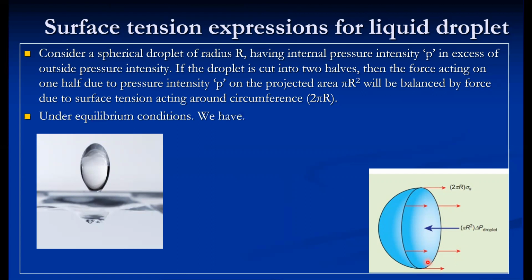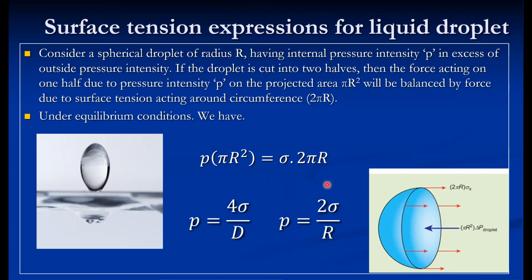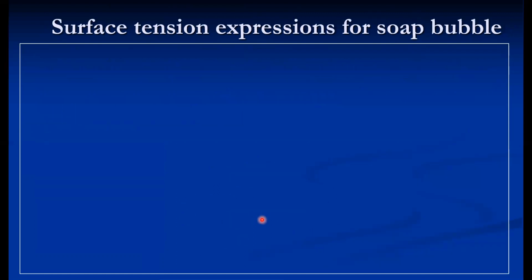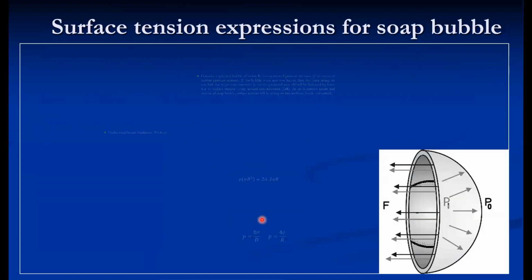So under the equilibrium conditions, we have the force due to internal pressure, that is pi r square into P, and that is balanced by 2 pi r, that is circumference, because surface tension force is acting at the circumference. So 2 pi r into sigma. If you resolve this, the internal pressure equation is 4 sigma by d, or we can say 2 sigma by r. This is the expression of excess internal pressure in terms of surface tension for a liquid droplet. Similarly, we can obtain the expression for a soap bubble.